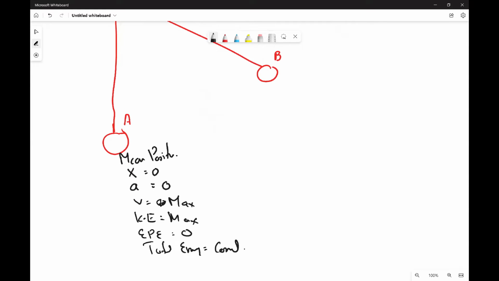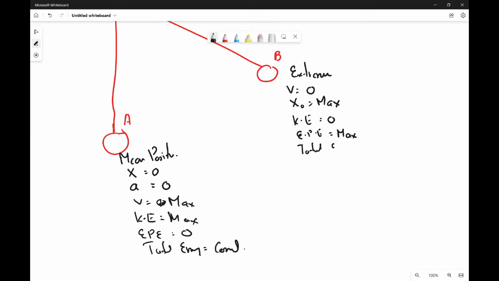And if you look at the extreme position, at this extreme position, the velocity is supposed to be 0 because the object would momentarily be at rest. X naught, the displacement, is maximum. The kinetic energy is 0 because the velocity is 0. Elastic potential energy is maximum at this point, and so is the total energy.